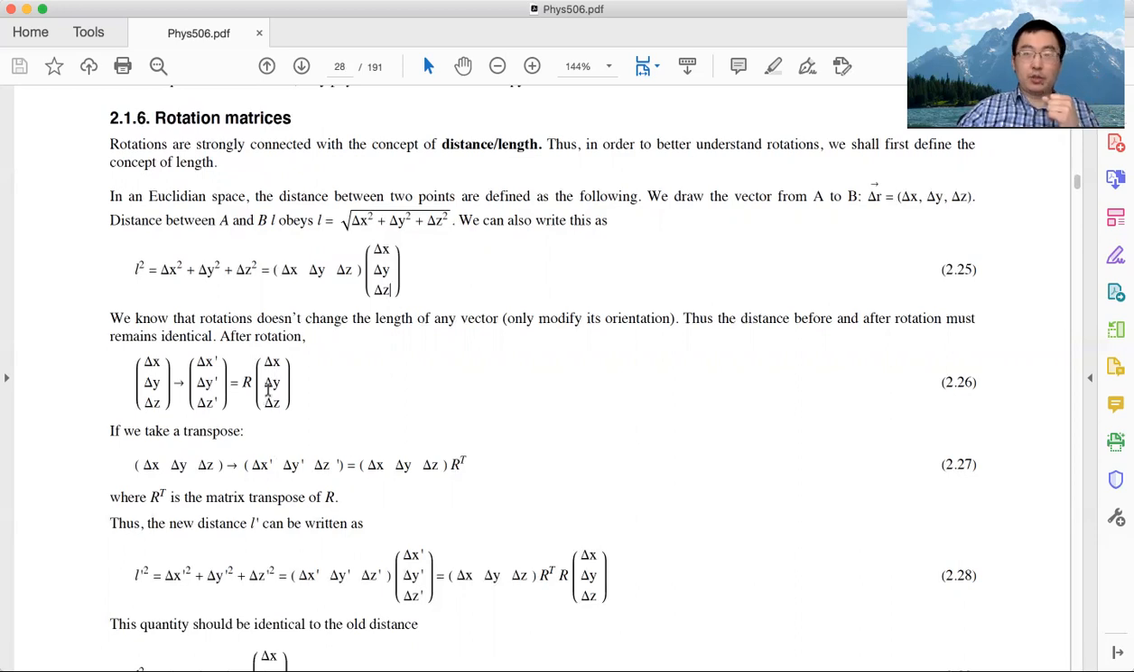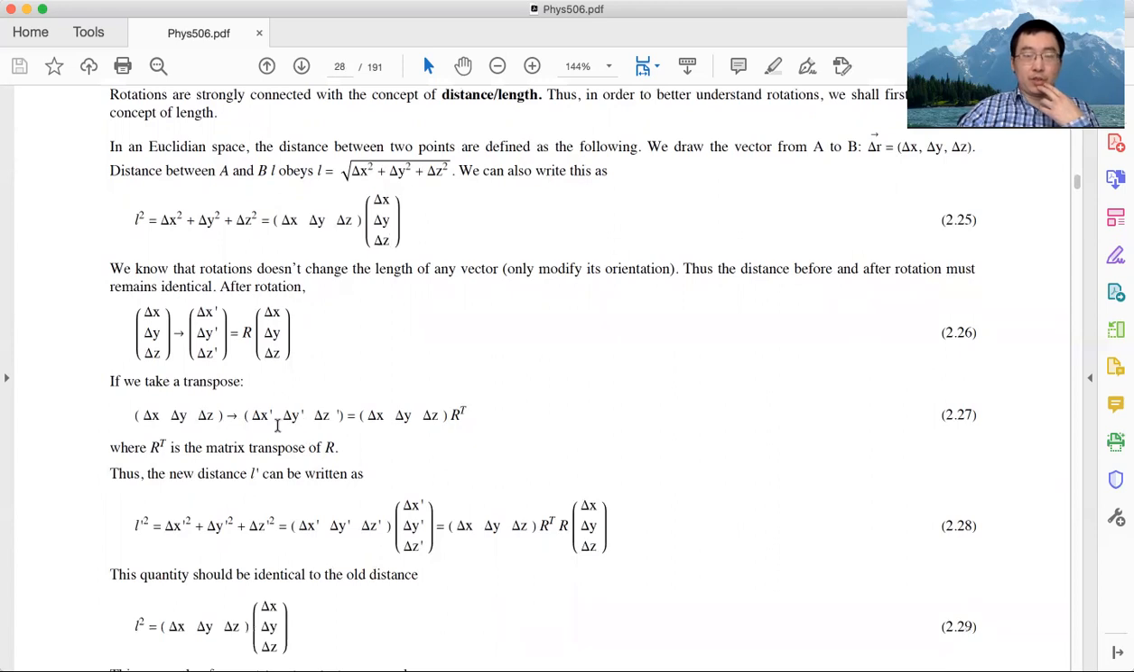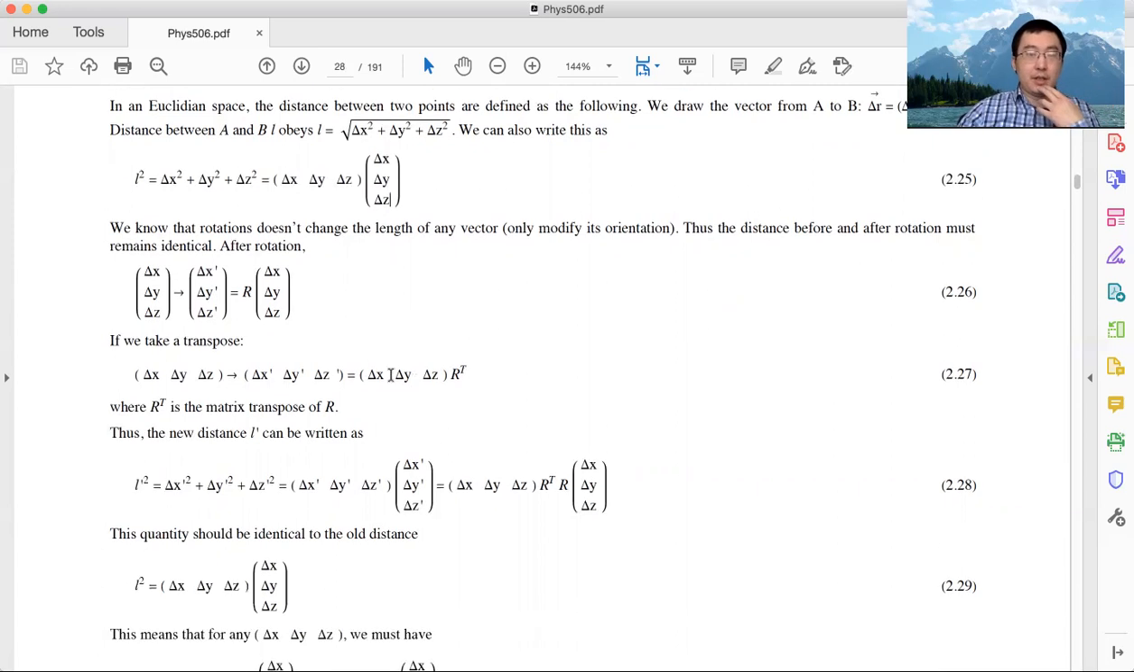On the right-hand side, to take a transpose, first I need to switch R and this vector, I switch their order, and then I take the transpose. R becomes the transpose of R, and this column vector becomes its transpose, a row vector. So this is the transformation for the row vector. The column vector and the row vector use the same rotation matrix, but the column vector uses R, and the row vector uses R transpose.